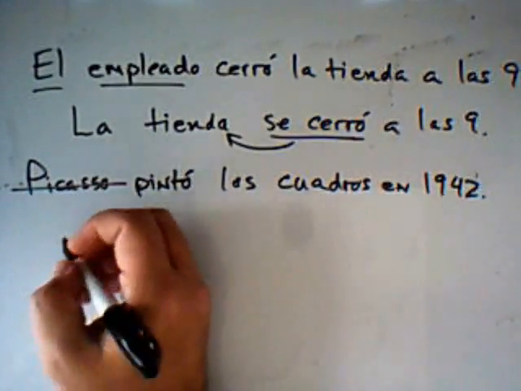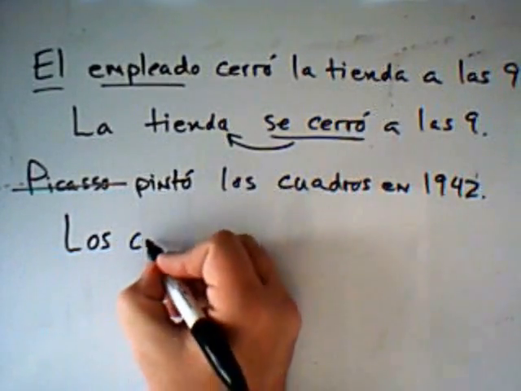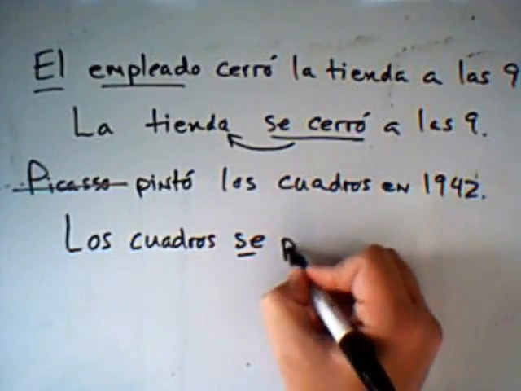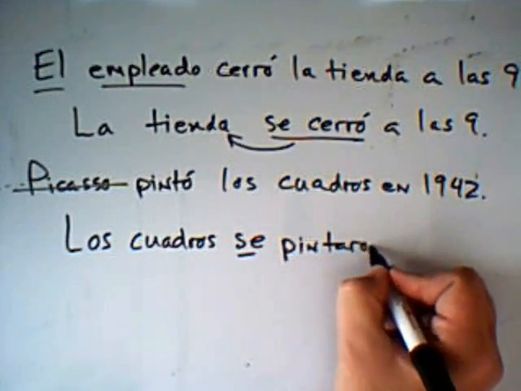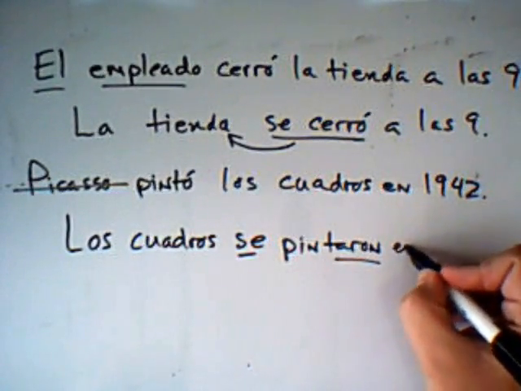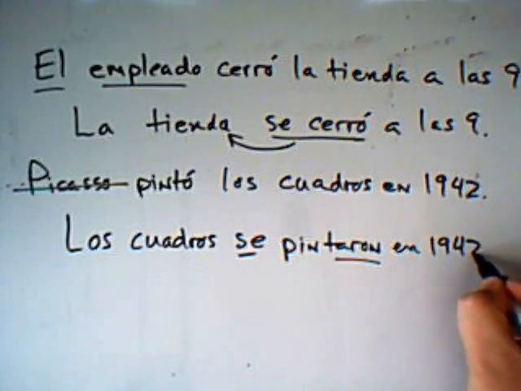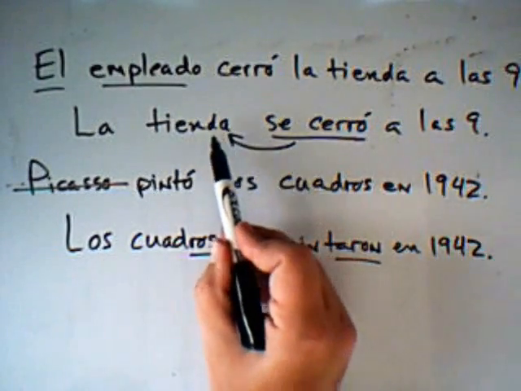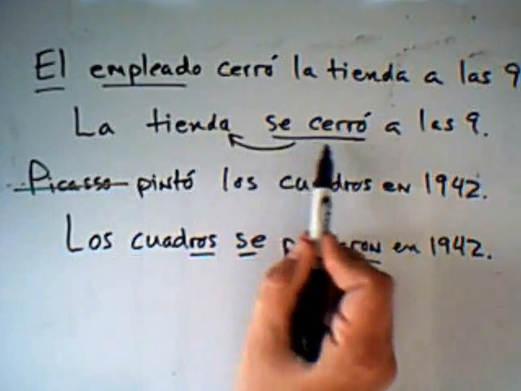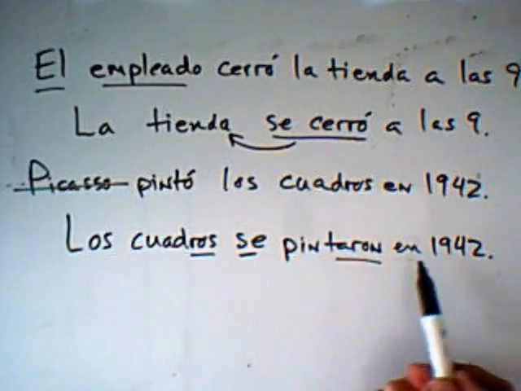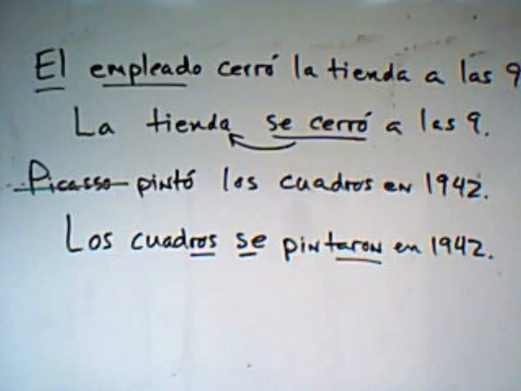The paintings now become the subject. Los cuadros se pintaron. Now here we have the preterite form of, in the third person plural, pintaron, and then in the year, in 1942. So again, here we have an agreement in terms of the verb being in the third person plural. Okay, here we have third person singular, la tienda se cerró a las 9. Here we have third person plural, los cuadros se pintaron en 1942.